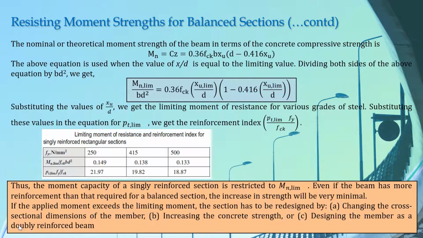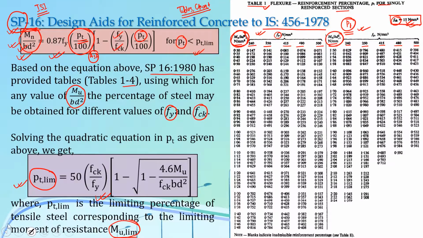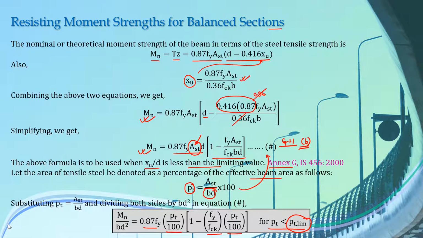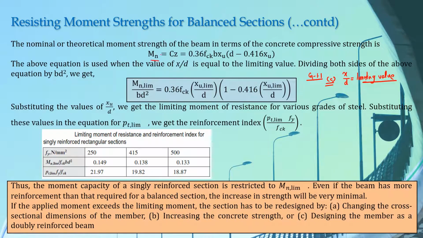And finally, in our Annex G 1.1, there was another formula in C, where that formula was to be used when the value of X by D is equal to the limiting value. So this formula has also been derived using the same equation. Previously, when we wanted to derive the formula for X by D less than the limiting value, we used the moment strength based on the steel tensile strength. Now we will use our nominal moment strength based on the compressive strength of our concrete, C into Z. C means this and Z is here.